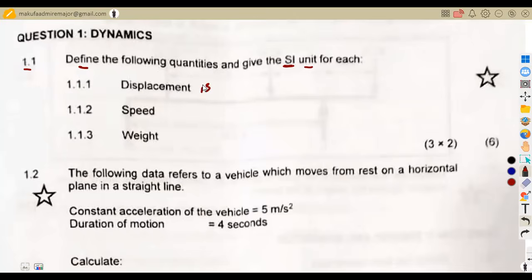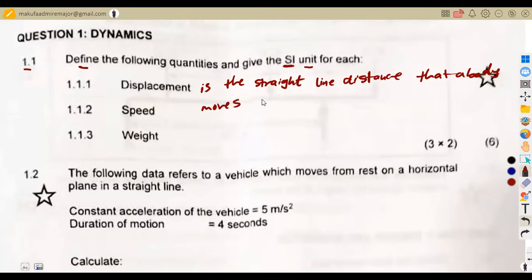So here we are simply referring to the straight line distance that a body moves. Measured in meters. So the SI unit there, we are talking about measured in meters. That is the idea of our displacement, the straight line distance.